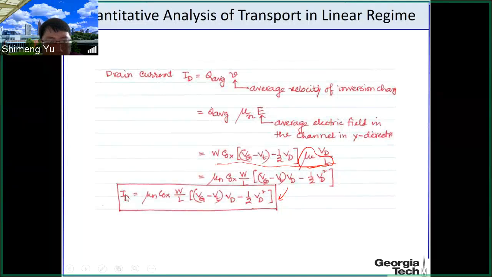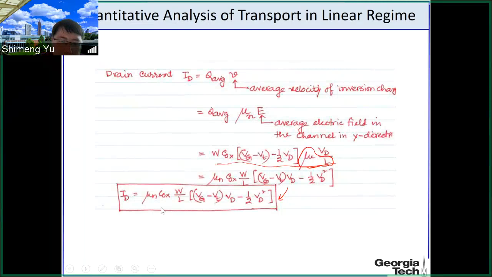So drain current equals mu n COX W over L, and then multiply by this voltage term. The voltage term here has Vg minus Vt times Vd minus half Vd square. So this is the IV equation we want to derive. And the key, as we mentioned, is the Q average times the velocity, which is given by the drift, mu E.